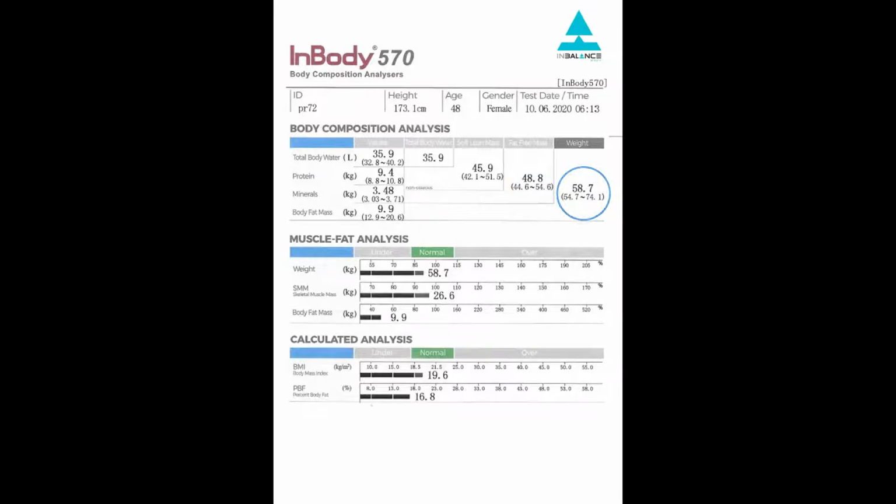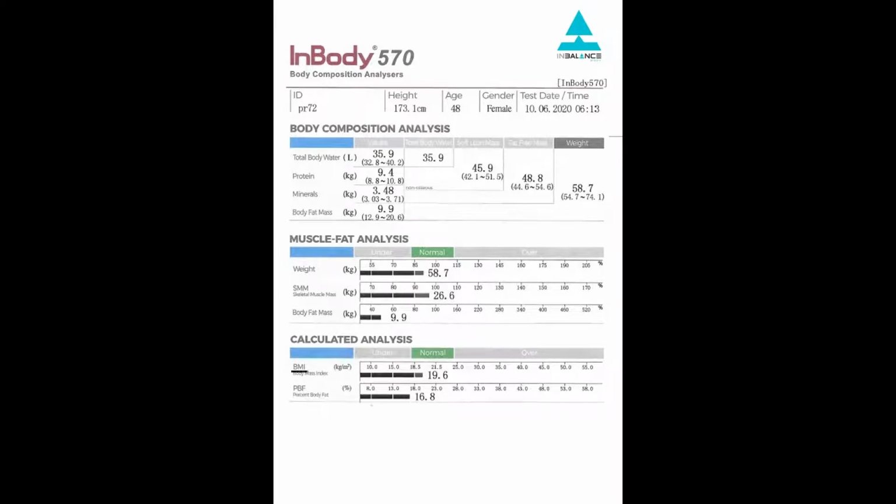Moving on to the muscle fat analysis. Here again, you have your total weight in kilos, so you can see that those two numbers are the same. This following number is your skeletal muscle mass in kilograms. And here you have your kilos of fat. This normal region here is based on your age and your gender.